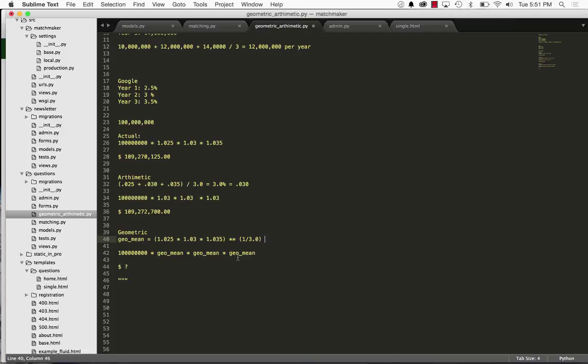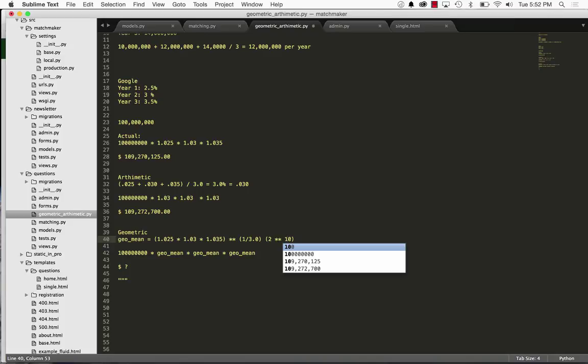So if there's 3 numbers, then we take it 3 radical n, or whatever the numbers are on the inside. To express this in exponents, we just do it to the 1/3. To do an exponent, like 2 squared, it'd be 2 star star 2. So that's 2 squared. 2 to the 10th power is 2 star star 10.